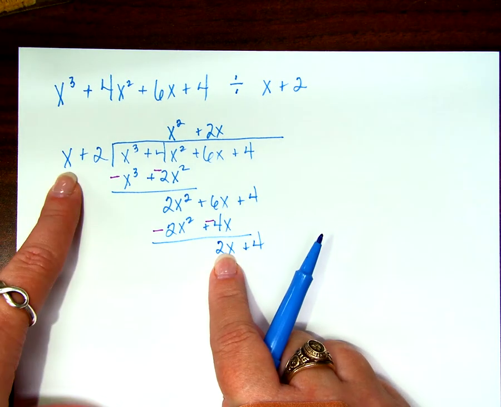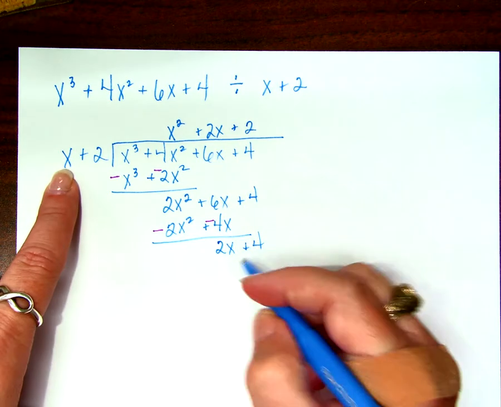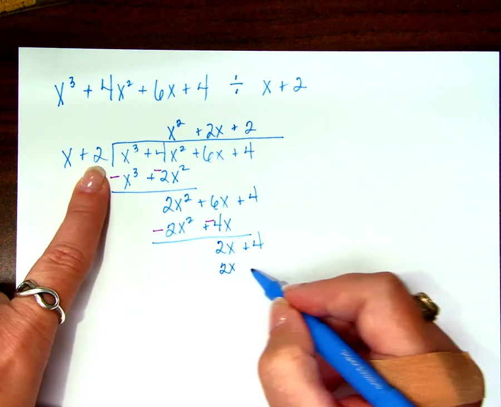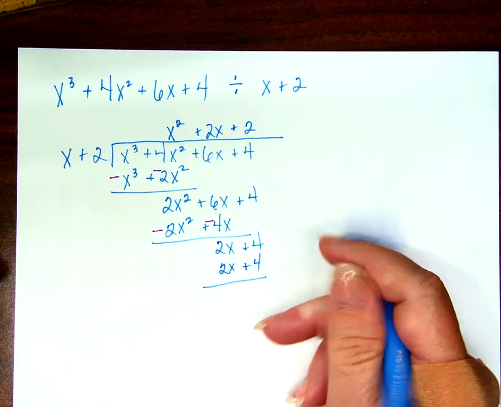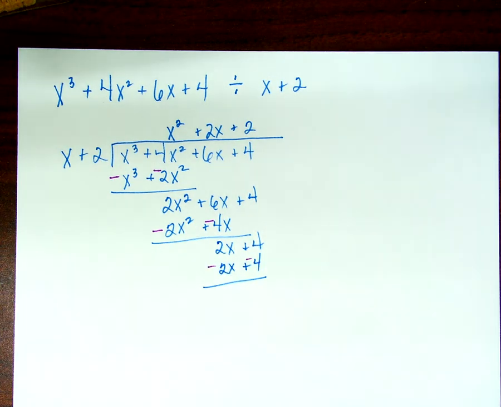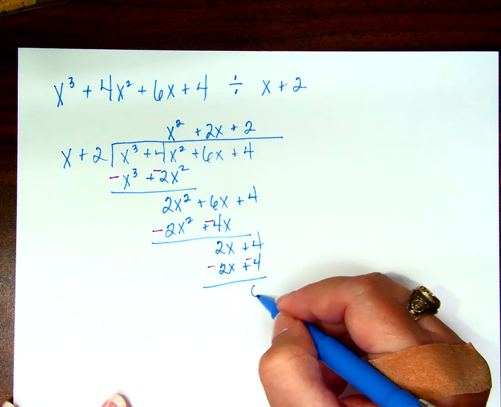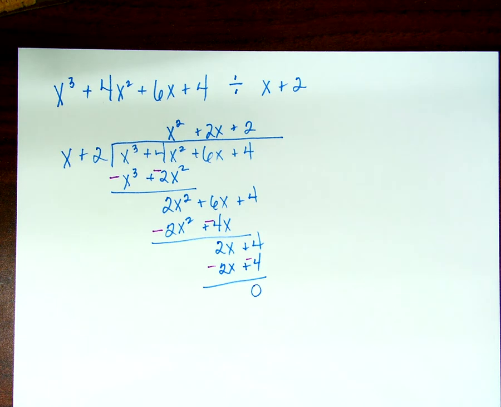2x divided by x plus 2. Multiply 2 times x and 2 times 2. What's my answer?